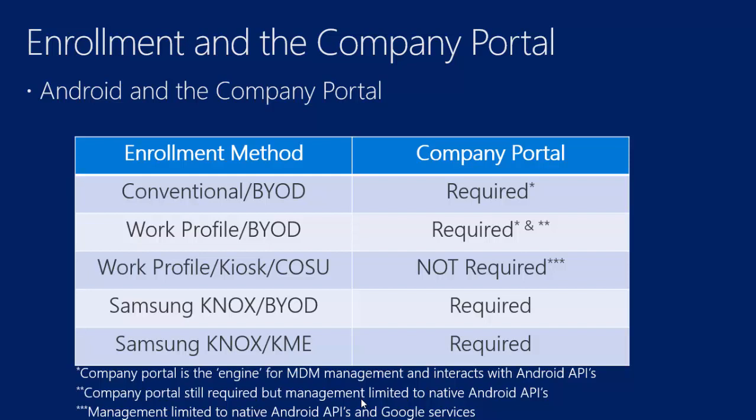For work profile, Kiosk, Kiosk Management, absolutely no company portal required. Management in those scenarios, though, is limited to the native Android APIs and Google services, right? And that's not meant to say that those services are not sufficient. They do a good job of doing what Android needs to do. It's just the company portal plays no role in that case. For Samsung KNOX BYOD, absolutely company portal required. Again, you saw I used it to enroll.